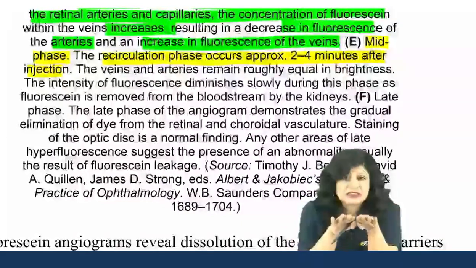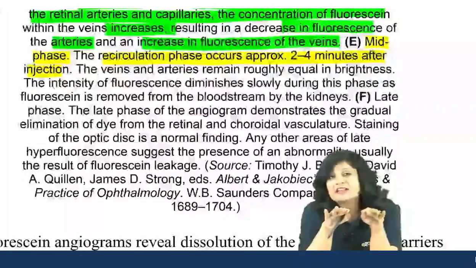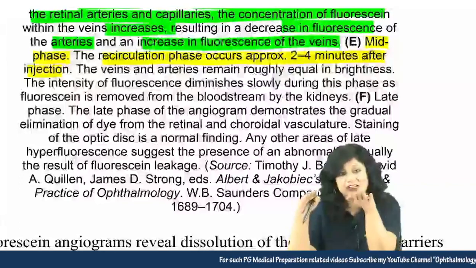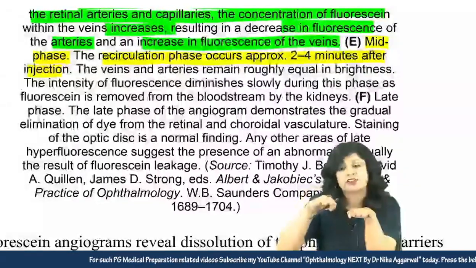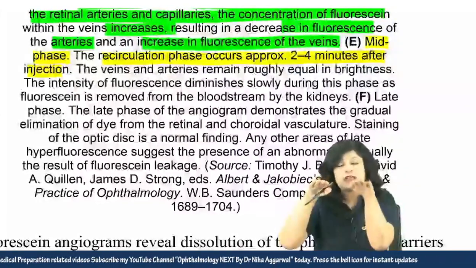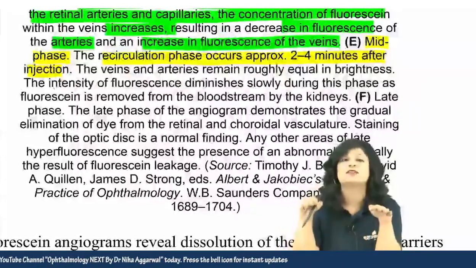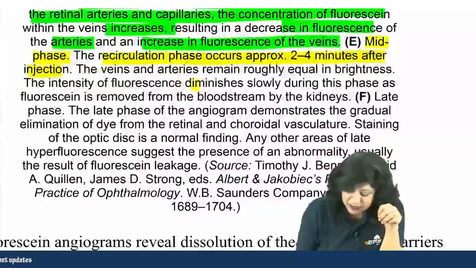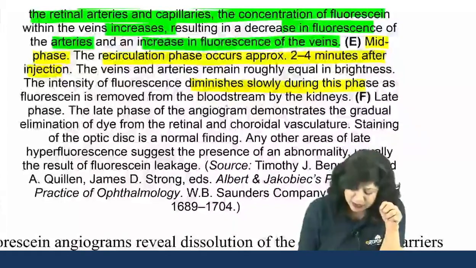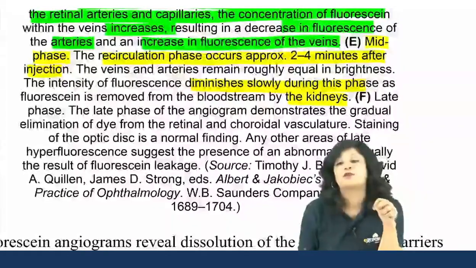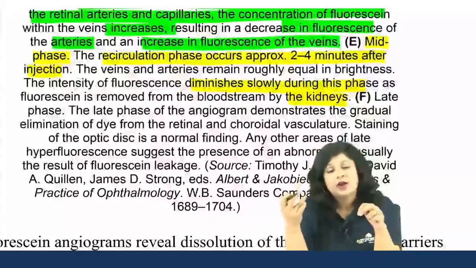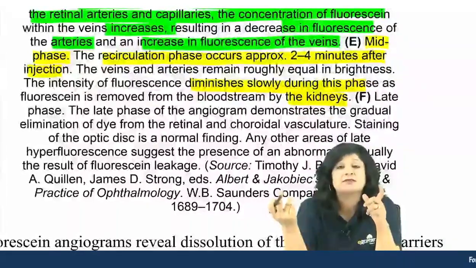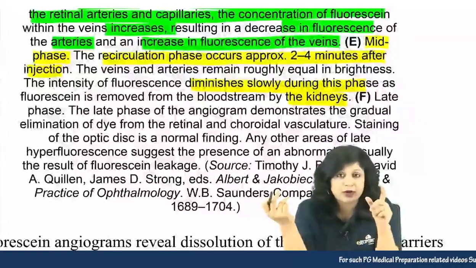Mid phase means when the arteries and veins are somewhat equal in brightness, because after more time elapses, arteries will decrease in fluorescence and veins will increase. So I require a time when both of them are in mid phase, that is 2 to 4 minutes, right? The intensity of fluorescence diminishes slowly during this phase as the fluorescein is removed by the kidney. So obviously the removal of this fluorescein is by kidney. If I have a patient having some kidney problems, this will be contraindicated.